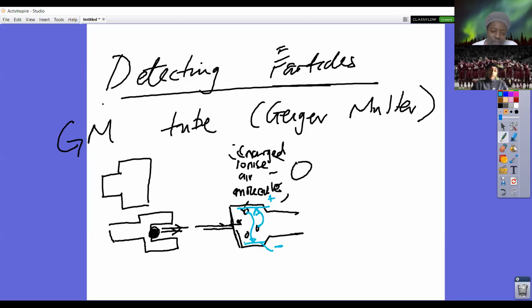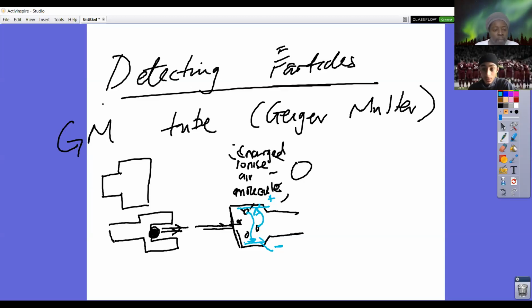So it measures how many charged ions it is receiving to know the level of radioactivity that is taking place. That is how a Geiger tube works. Okay? But I thought it ionizes the air molecules outside though. No, it doesn't ionize the air molecules outside. It ionizes the molecules inside the tube. So it puts a charge on them and which way they go to.